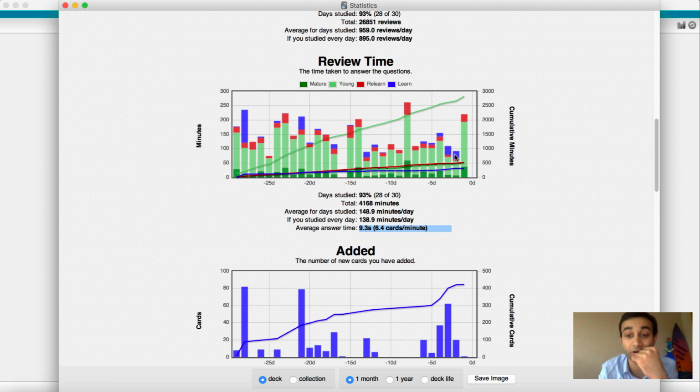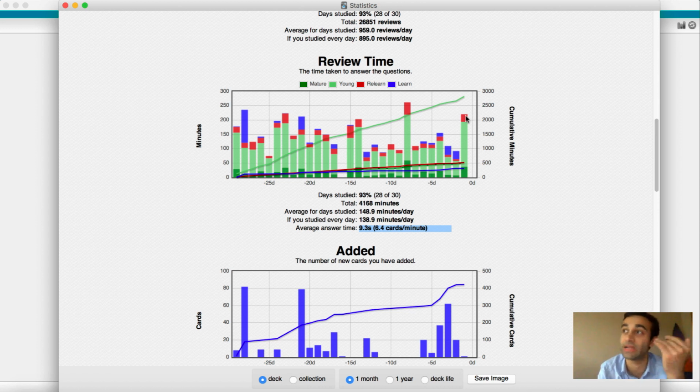For example, when you're learning cards, you're seeing cards for the first time and you've never seen them before, you'll spend a big chunk of time just trying to learn those cards. Other times, when you have a lot of cards, you usually spend the least amount of time on mature cards because you know mature cards, you've seen them before. You spend a lot more time on young cards because you don't know them as well, so you need to solidify them. And sometimes you spend a decent amount of time on relearning cards just because I have 14,000 cards.